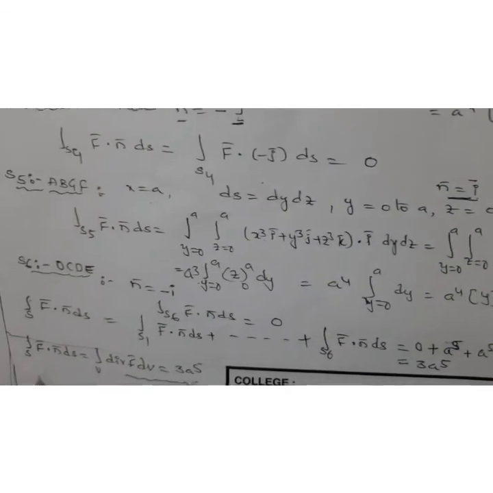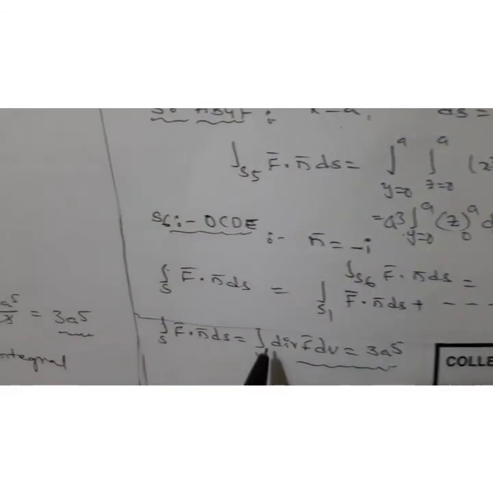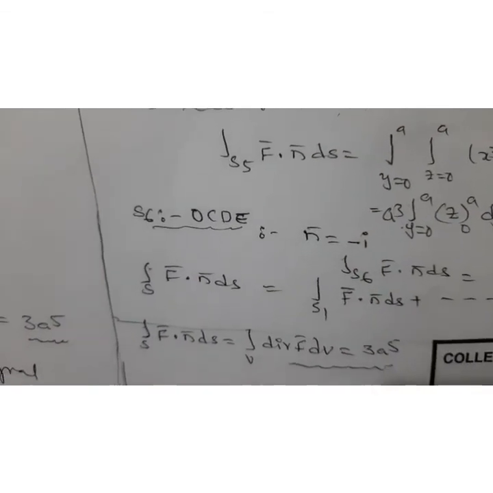Therefore, by Gauss divergence theorem, the integral over S of f bar dot n bar into ds equal to the integral over V of divergence of f bar into dv equal to 3a power 5. Therefore, Gauss divergence theorem verified.